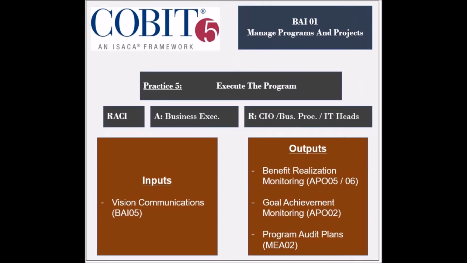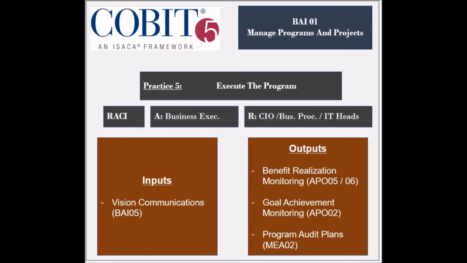The fifth practice is to execute the program. The entities responsible for this practice include the business process owners, the Chief Information Officer, and several IT heads. The entity that is held accountable is the business executives. The practice receives one input, which is the Vision Communications from the BAI05 process.